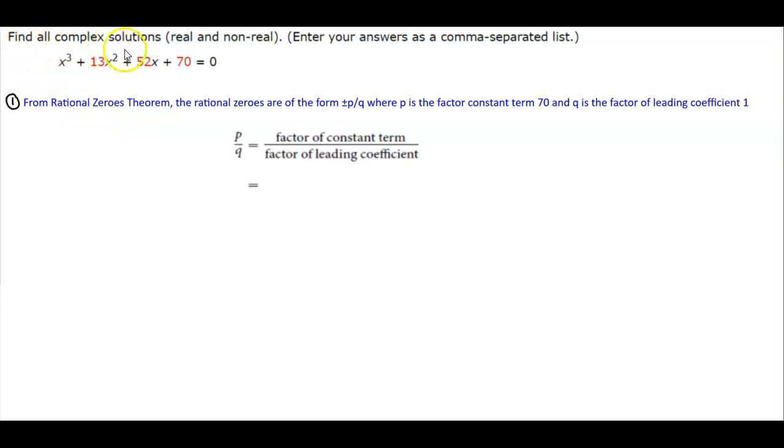Find all complex solutions, real and non-real. Enter your answers as a comma-separated list. The function we have is x cubed plus 13x squared plus 52x plus 70, which is equal to 0.